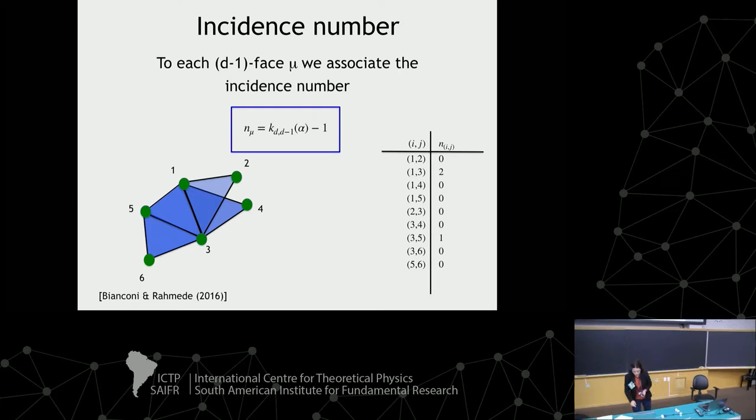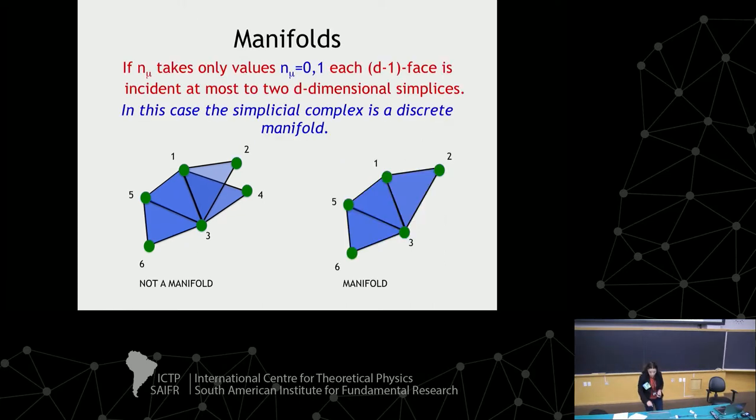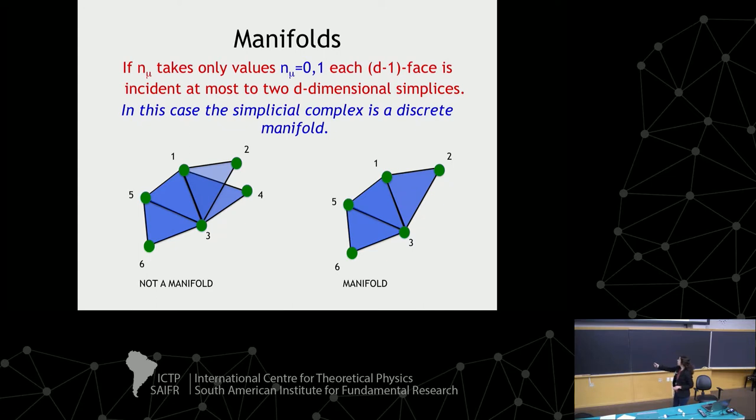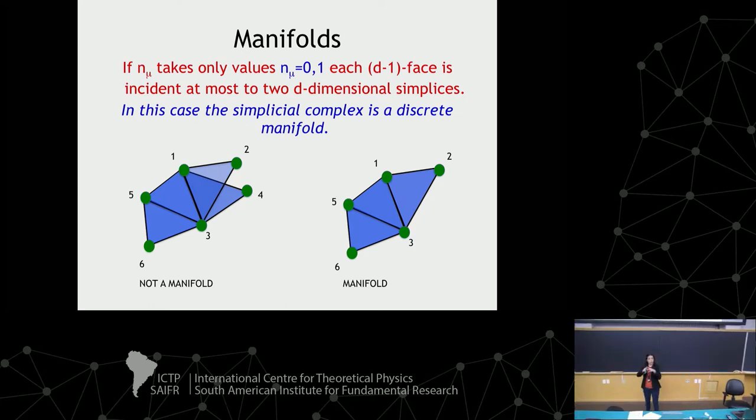So it's easy to realize that a necessary condition to have a manifold is that a link is incident at most to two triangles, for instance, if you live in 2D, so that a manifold will have incidence number between 0 and 1 only. For instance, this object is not a manifold, while here every link is incident at most to two triangles, so it is a manifold. And in three dimensions, you should have a triangle incident at most to two tetrahedra, and so on.